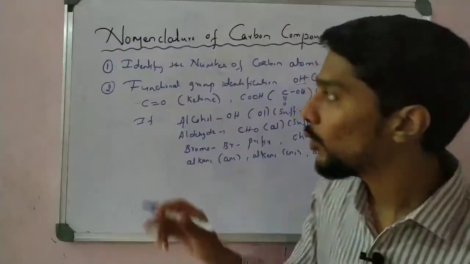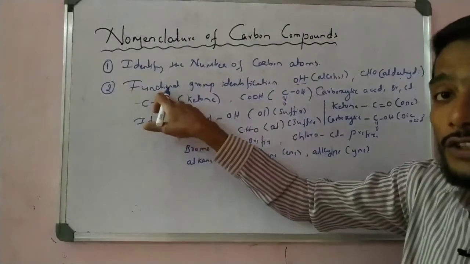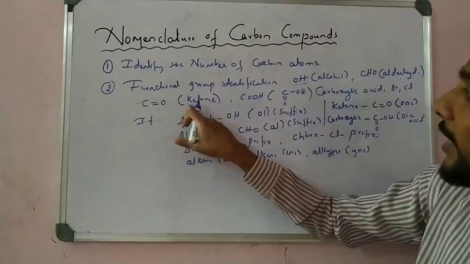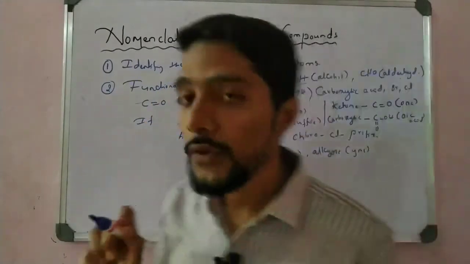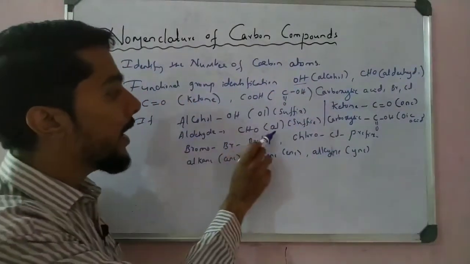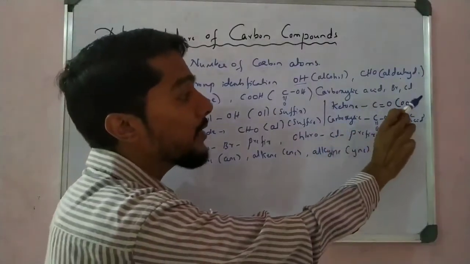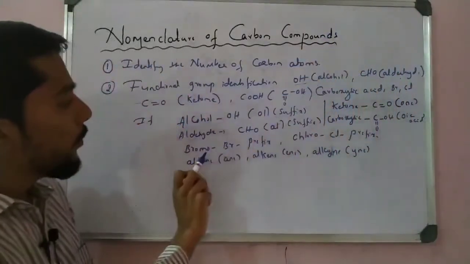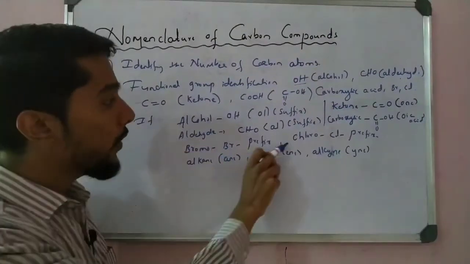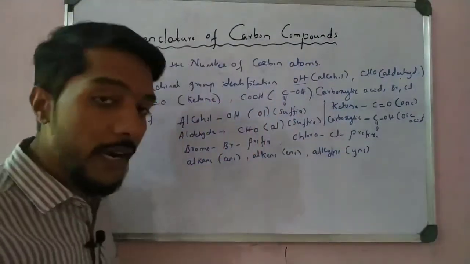Simple one. First you have to calculate the number of carbons and then observe the functional group. If alcohol is present, we take OL as a suffix at the last. If aldehyde, AL; if ketone, ONE; if carboxylic acid, OIC acid; if bromo, prefix bromo; if Cl is present, chloro. How is it? Let us take an example.